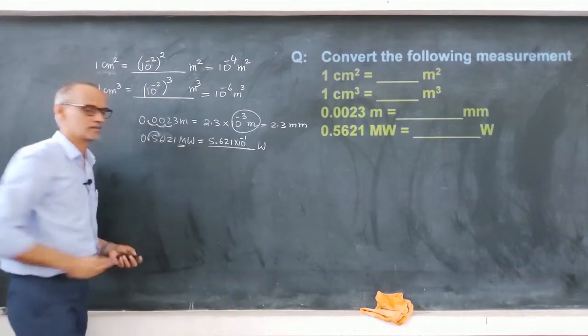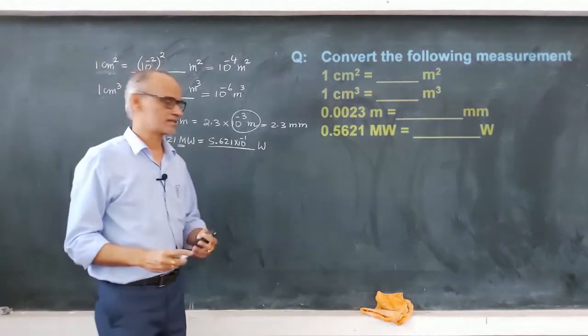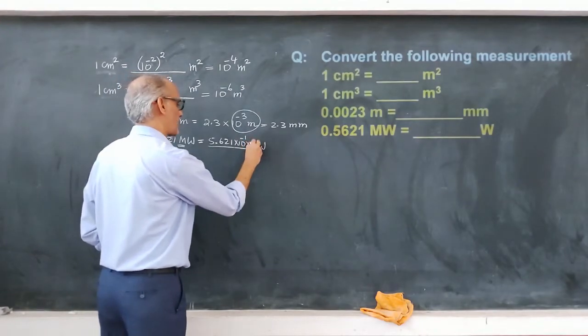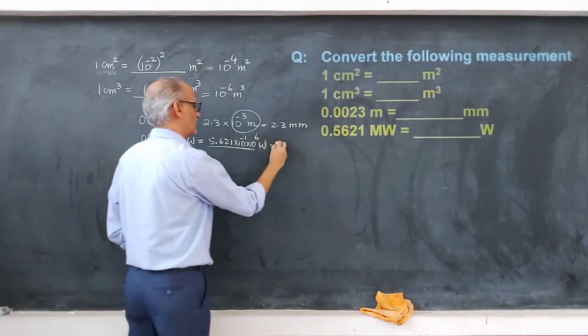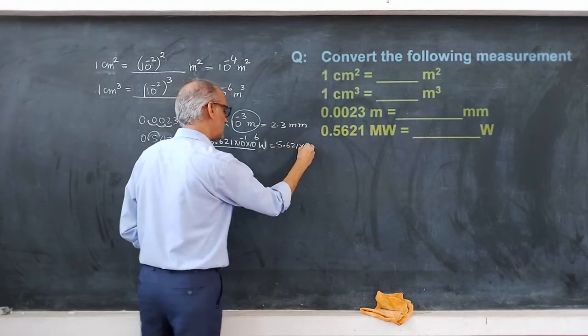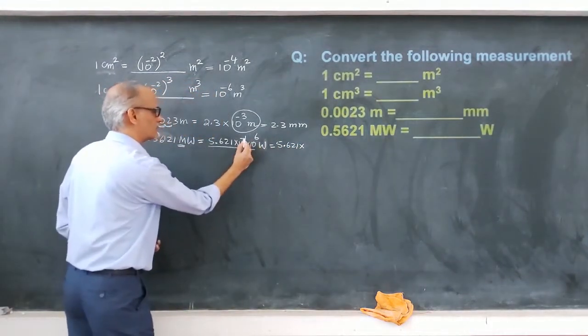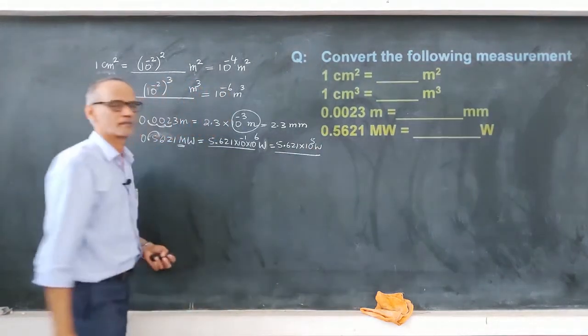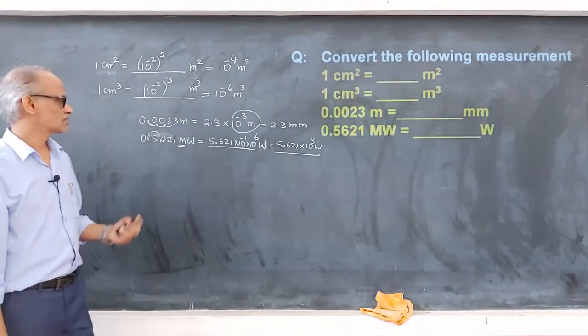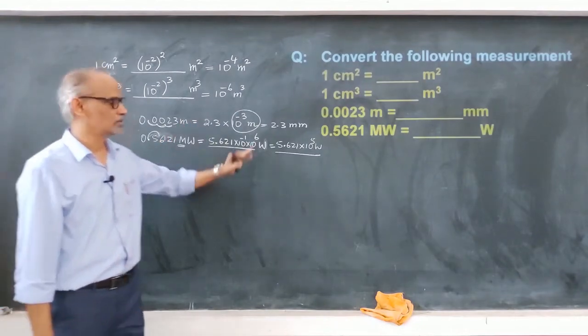Then there is a mega. What is the mega prefix? 10 to the power 6. Correct. So in watt, this is 5.621 into 10 to the power plus 6 minus 1, which is plus 5 watt. So, this is how we converted from megawatt to watt.